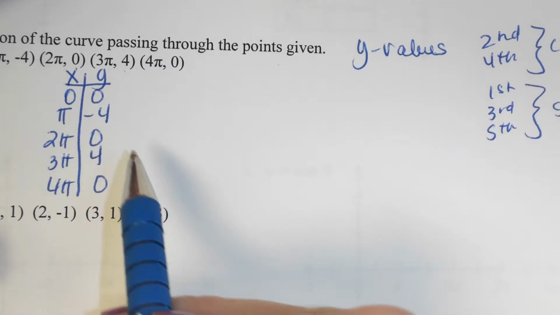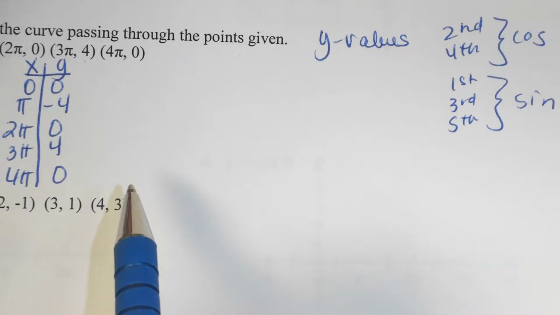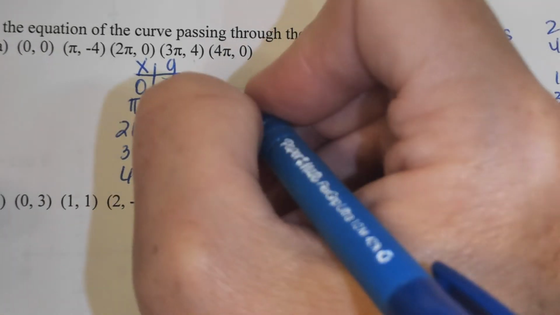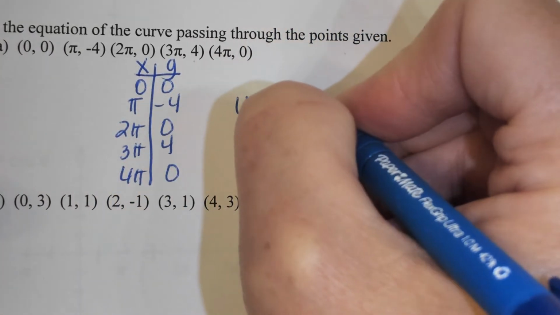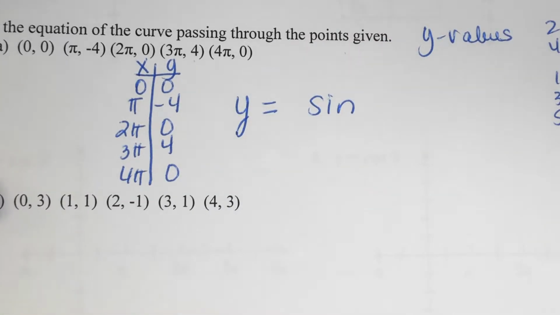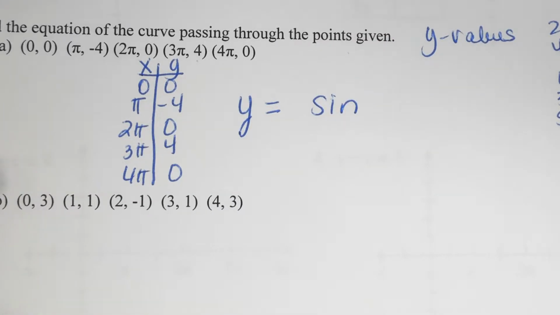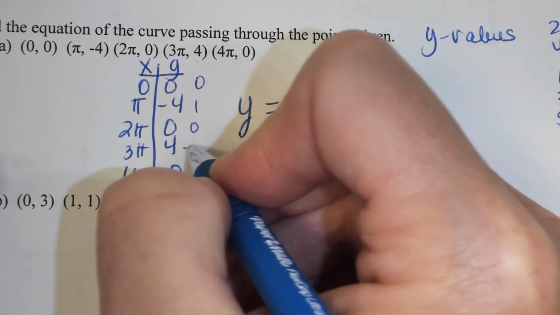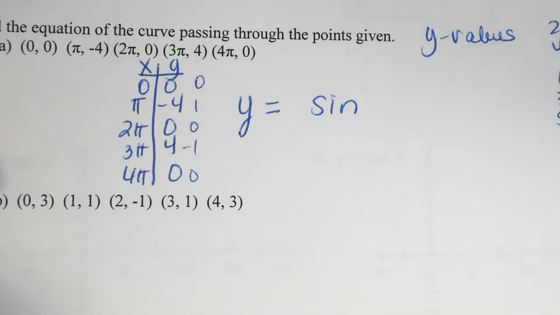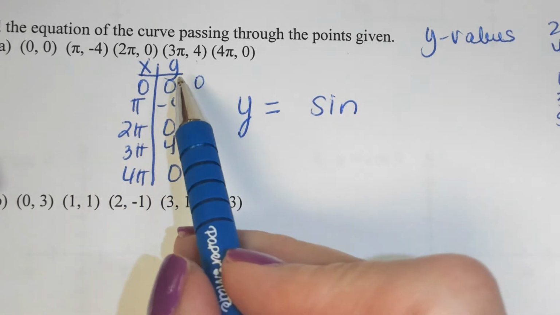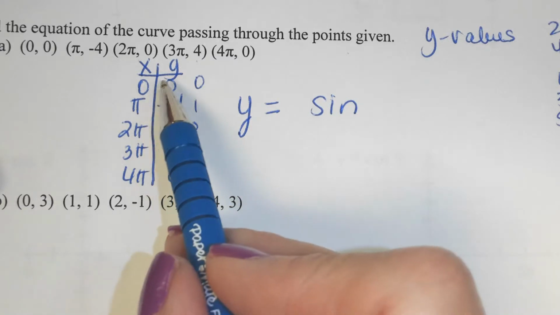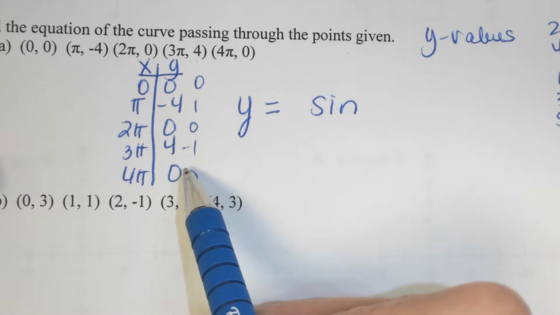So looking at this one, which ones are the same? So what's it going to have to be? Sine. So I know it's going to be y equals sine. Okay? But I have to figure out everything else. This should go 0, 1, 0, negative 1, 0. And it's not. So I have to figure out, did these zeros get moved up or down? No, they're still zeros. So there was no shift up or down.